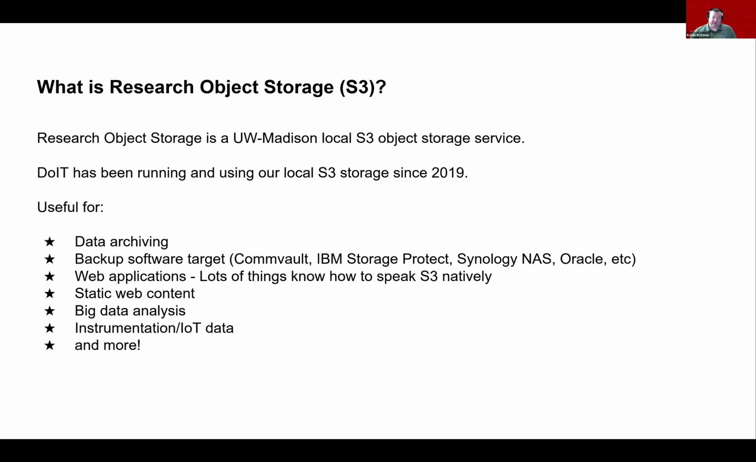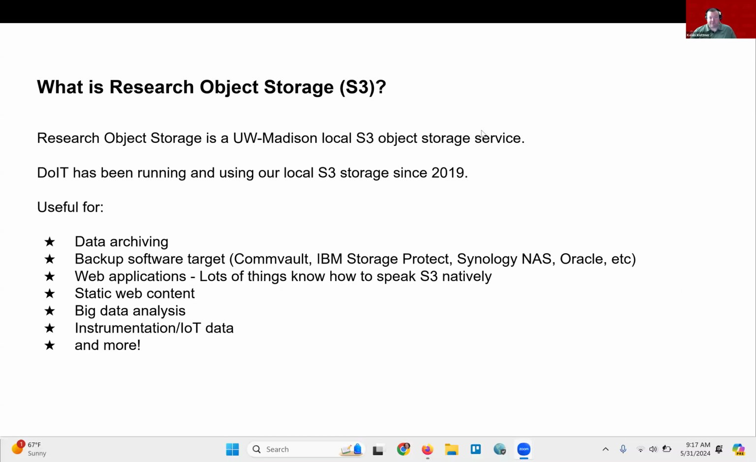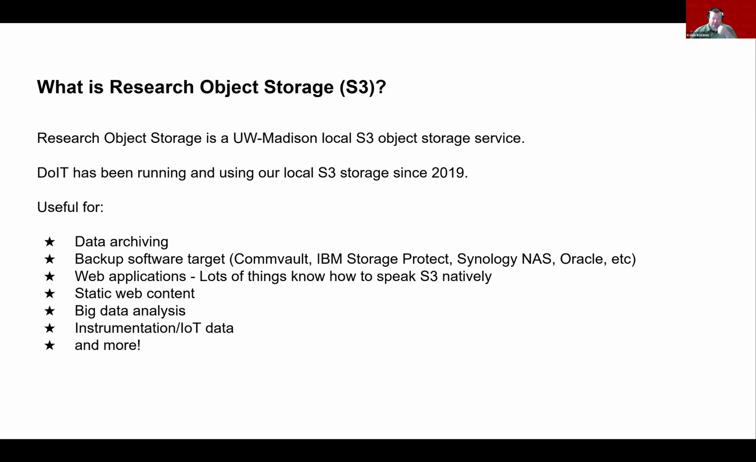So research object storage is an offshoot of our S3 service that we've been running since around 2019. It's great for a lot of different things. We have a lot of different software products using it as a backup target for backup data. It's great for archiving. Newly added with the new service that we're rolling out is static web content. And it's great because there's just so many applications out there that know how to work with S3, and you can just hook it up because they're meant to talk to Amazon, and ours works almost exactly the same way. So we have many different groups that have their own NAS devices. For example, like Synology, you can just tell it to use an S3 as a backup target, and ours works great with that.